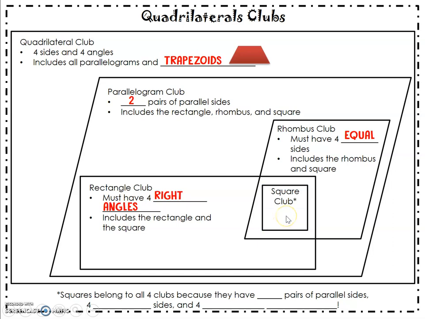Now, a square is unique because it has all of the rules of the rhombus, the rectangle, the parallelogram, and the quadrilateral. So if you look at the bottom, it reminds us that squares belong to all four clubs because they have two pairs of parallel sides, they have four equal sides or four congruent sides, and they have four right angles. So when you're naming quadrilaterals, you have to be really careful to look at their sides and their angles to make sure that you've given them all the names that they can have.